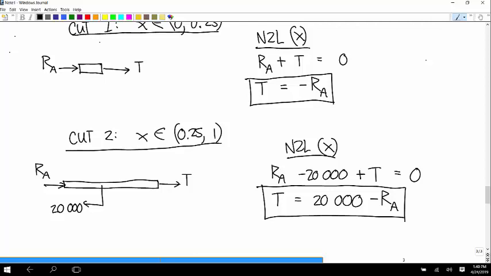This is only valid on that first cut. This is valid on the second cut. And so now we're going to calculate the total elongation by using that for the first 0.25 meters and that for the last 0.75 meters.